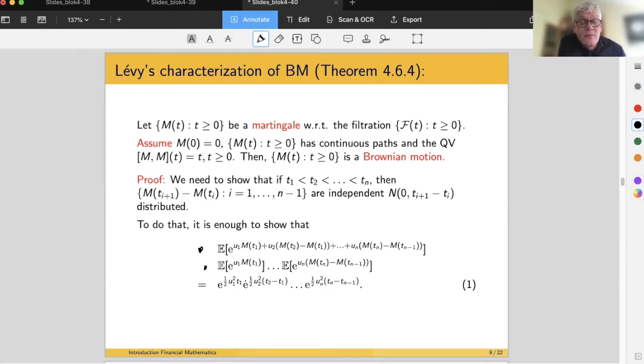And then we have to show that this is indeed equal to e to the power 1/2 u_1 squared t_1 times e to the power 1/2 u_2 squared (t_2 minus t_1) times etc. times e to the power 1/2 u_n squared (t_n minus t_{n-1}). So the first step here is the independence of the terms, and the second step here is the normal distribution of the individual terms.